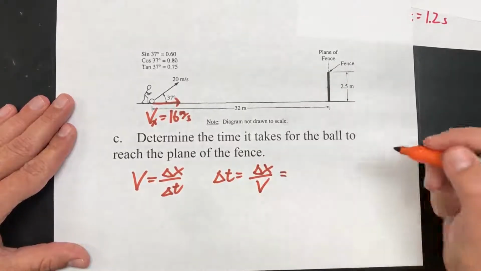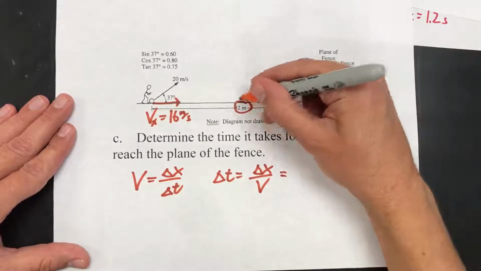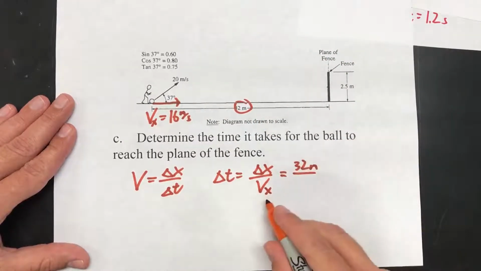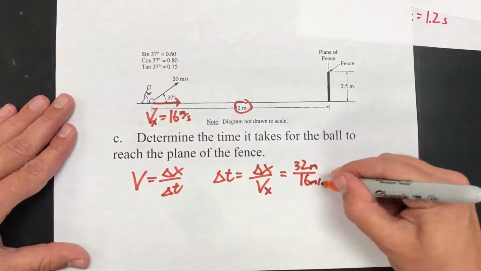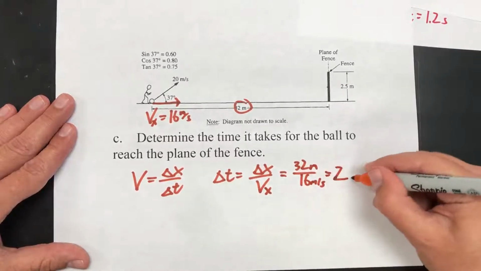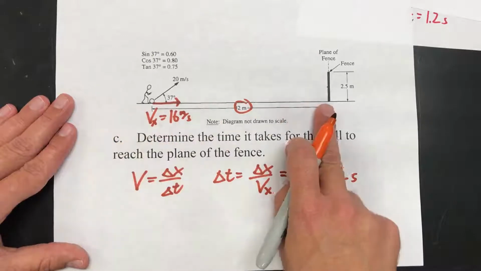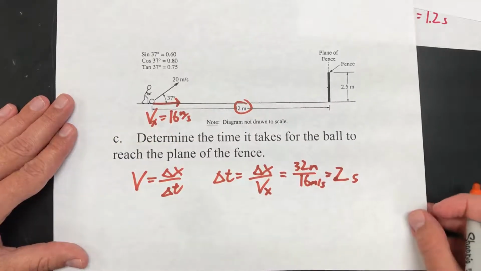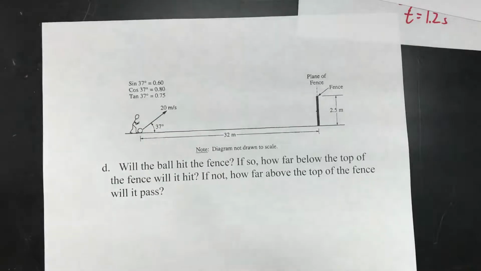And then when we plug in our numbers, the fence is 32 meters away. And horizontally, we are going 16 meters per second. So it's going to take us 2 seconds to cover a horizontal distance of 32 meters. The next one says, will the ball hit the fence? And if so, how far down? If not, how far above will you be?